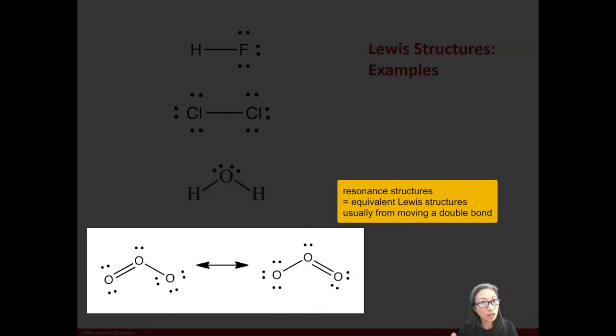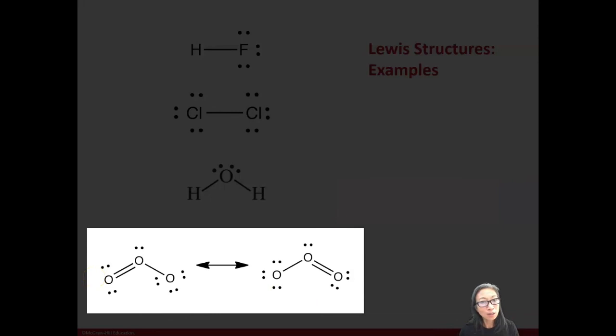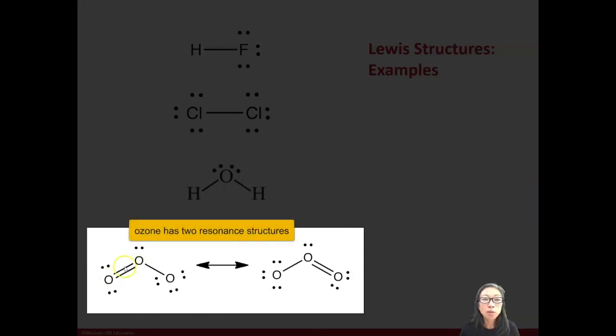Every atom has the octet rule fulfilled and the correct number of valence electrons. This basically occurs when the position of a double bond is switched with a single bond. The only difference is the position of the double bond. There's a double bond on the left and there's a single bond on the right. This compares to the equivalent Lewis structure, which has a double bond on the right and a single bond on the left. So the only difference between these two resonance structures is that the position of the double bond is swapped with a single bond.